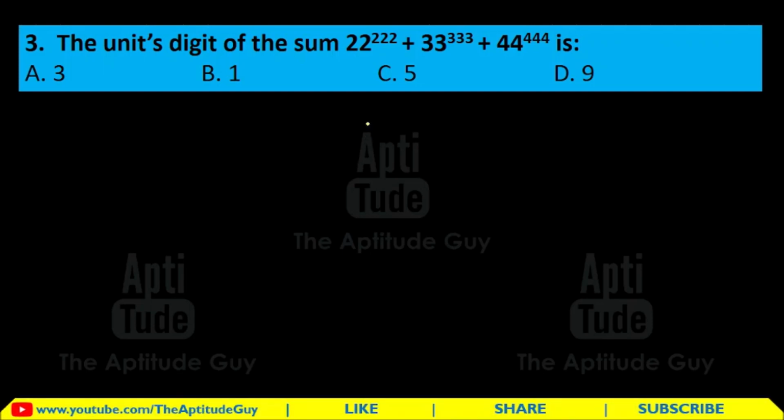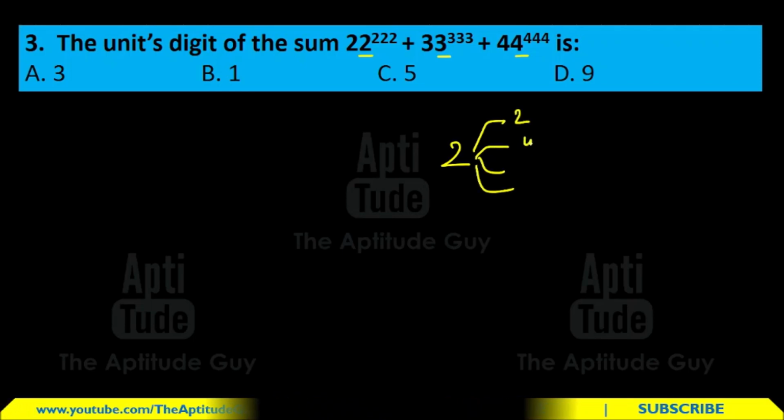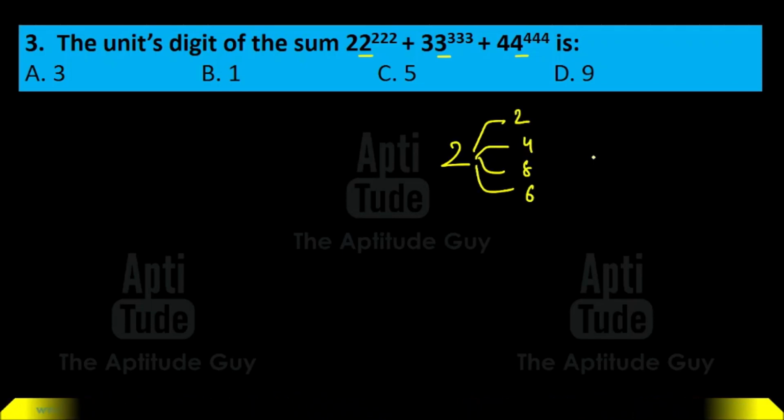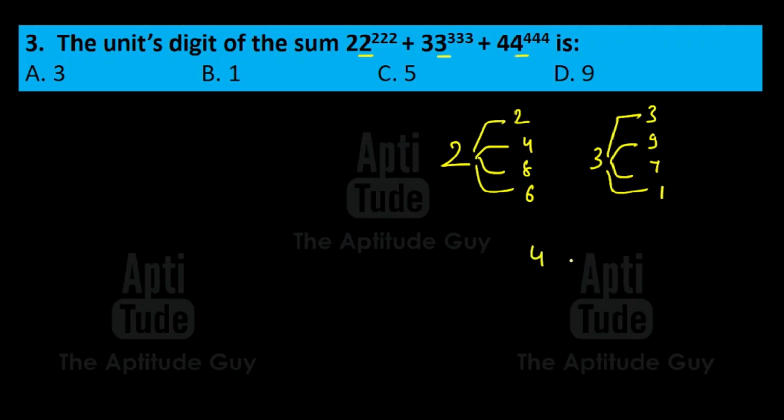Let's solve this now. We have 3 base values, 2, 3 and 4. Let's write all the power cycles quickly. We have 2 over here. 2's power cycle is 2, 4, 8, 6. 3's power cycle is 3, 9, 7, 1. And 4's power cycle is an interesting one. I hope you remember. We have only 2 elements in 4's power cycle. We have 4 and we have 6.